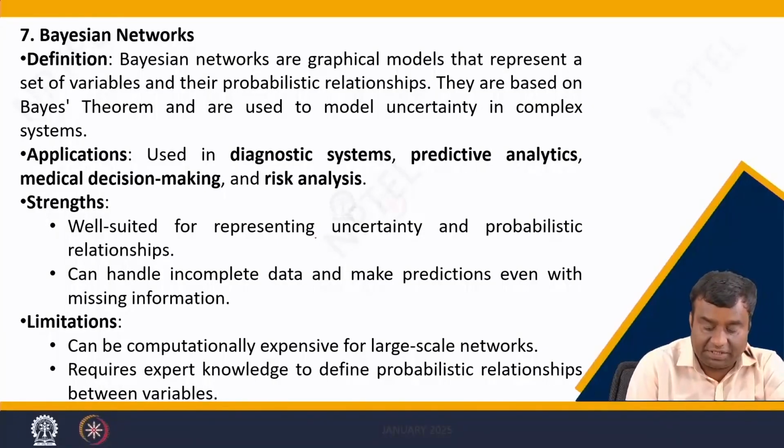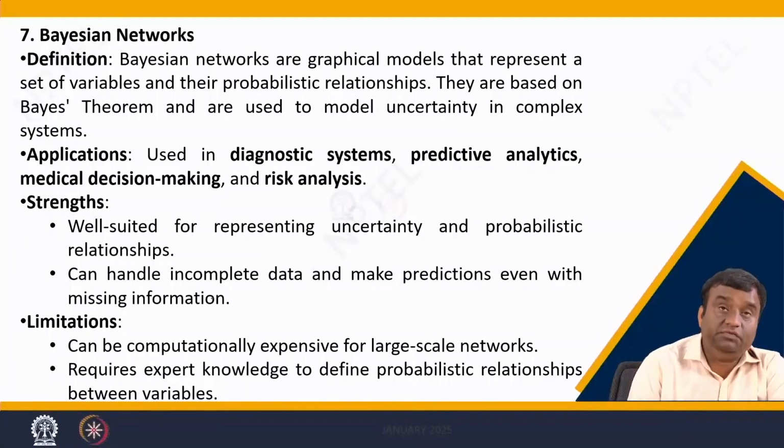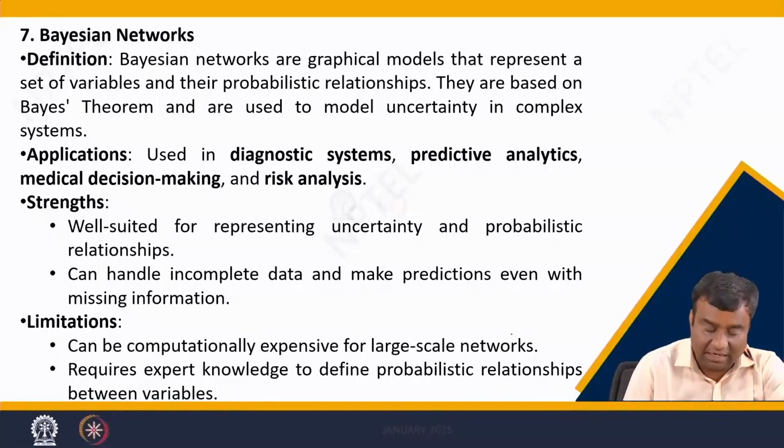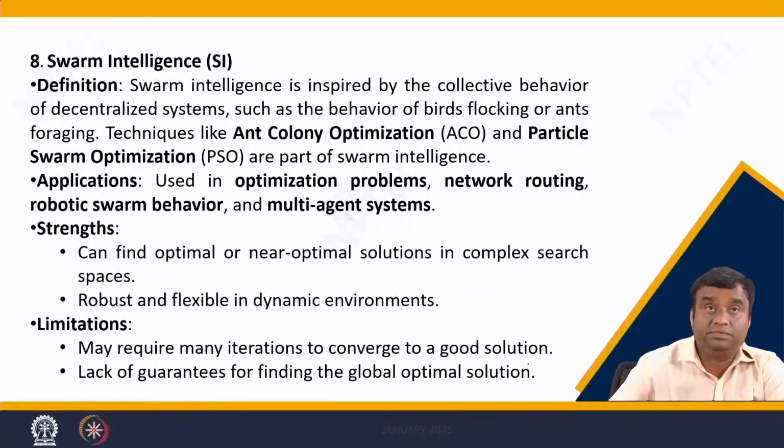Strengths: well suited for representing uncertainty and probabilistic relationships, can handle incomplete data and make predictions even with missing information. Limitations: can be computationally expensive for large-scale networks, and requires expert knowledge to define probabilistic relationships between variables.